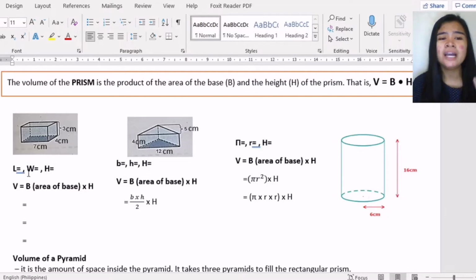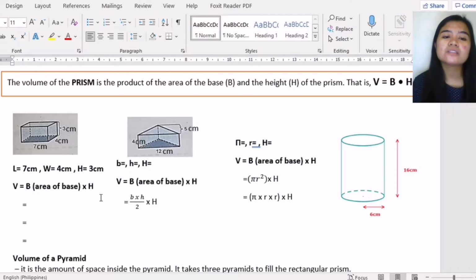Ang gagawin natin is ibibigay muna natin kung ano ang mga binigay na measure. Kung ano yung length, ano yung width, ano yung height. Ibigay natin yung given. Although yung Tagalog ng given is yung binigay. Ibibigay na natin siya or isusulat na natin kung ano ang given. For the length, we have 7 cm. Isulat natin 7 cm. And then, for the width, we have 4 cm. And then, for the height, we have 3 cm. Nabigay na natin or naisulat na natin yung mga given.